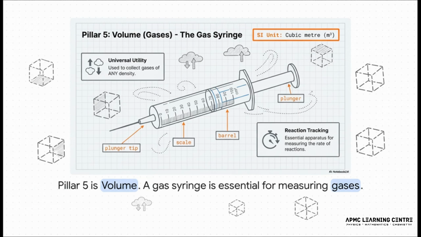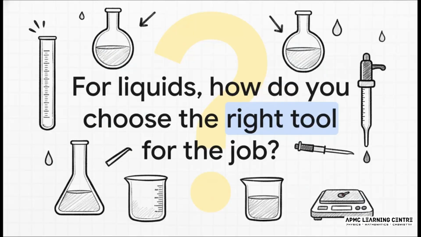Now, when we're working with gases, a tool like this gas syringe is an absolute game changer. It doesn't just let us collect a gas, it lets us actually track the speed of a reaction in real time. But while a gas syringe is perfect for gases, liquids, they're a whole different story. Measuring liquids is a completely different ballgame. You've got this whole lineup of different glassware you could use. So the big question is, how do you know which one to pick?